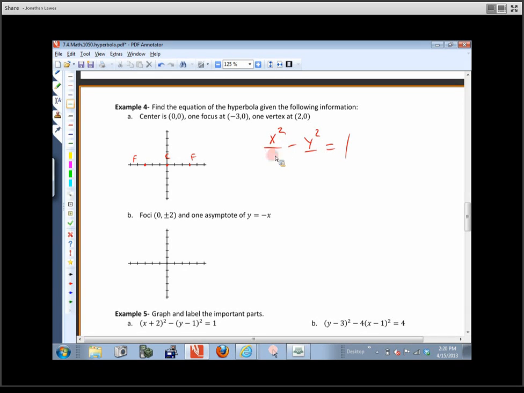Now, let's see. It's got one vertex at (2, 0). So there's a 4 under there. So that goes underneath the X, right? So there's a 4 here. And then how do I figure out this one? C squared equals 4 plus B squared. So this tells me C is 3. This tells me, we'll call it A, we'll say A is 2. So A squared plus B squared equals C squared. So that would be 4 plus B squared equals 9. So that means B squared equals 5. Now, do I need to know what B is, that it's the square root of 5?